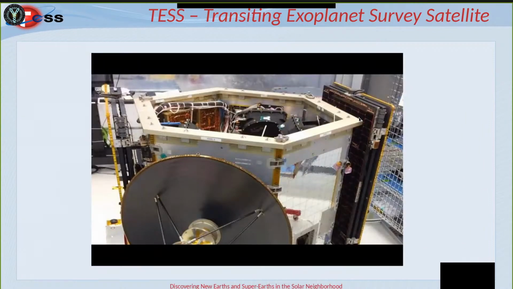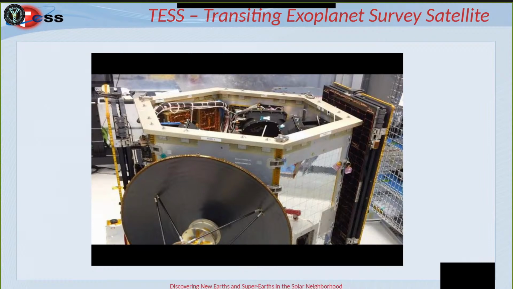This is a photo of the TESS platform. Here you can see the high gain antenna, and here one of the most important parts of the TESS payload are the reaction wheels. The reaction wheels allow the engineers to achieve a very, very good pointing stability, which means that the overall pointing stability is around thousandths of a pixel. So it's indeed very good.